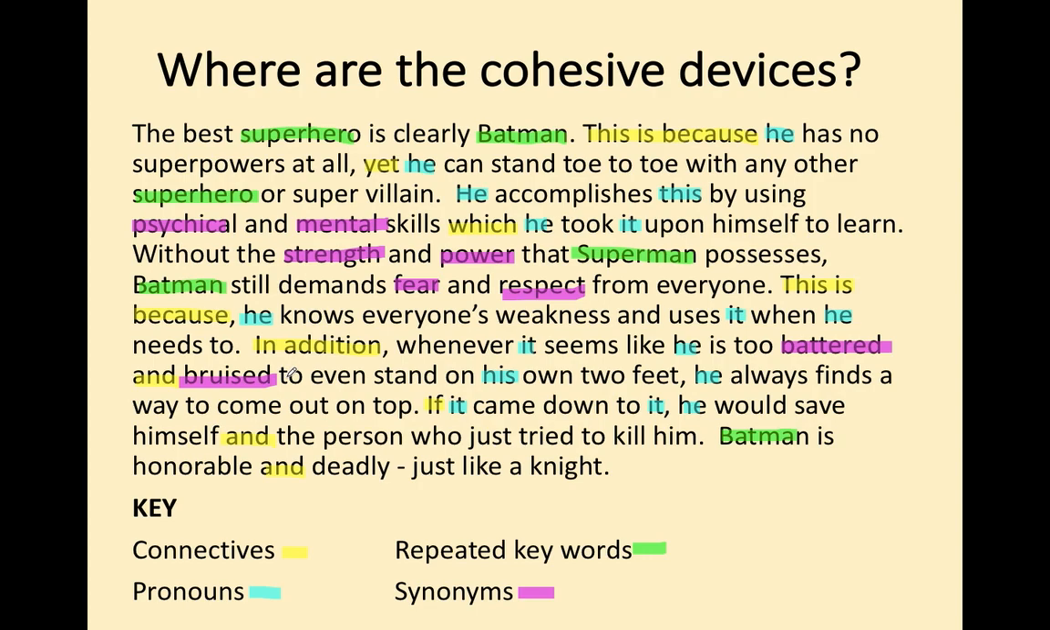And notice that last one, honourable and deadly. So notice that we've got a real variety here of adjectives to describe Batman. They're never used more than once to describe him. So this person, rather than just saying over and over again, he's powerful, he's powerful, he's powerful, they are varying the words that they've chosen to describe him.